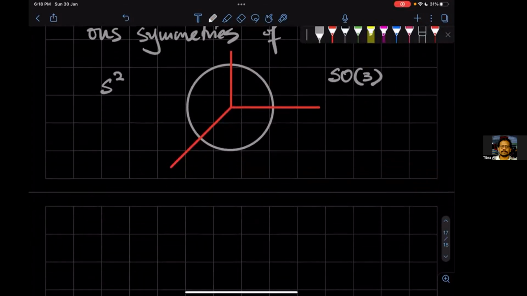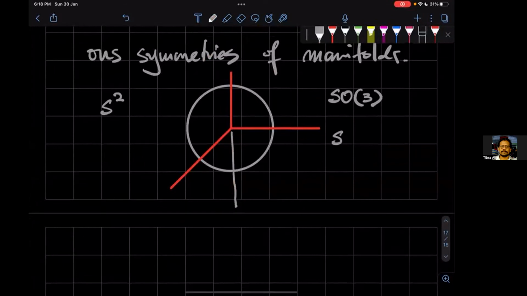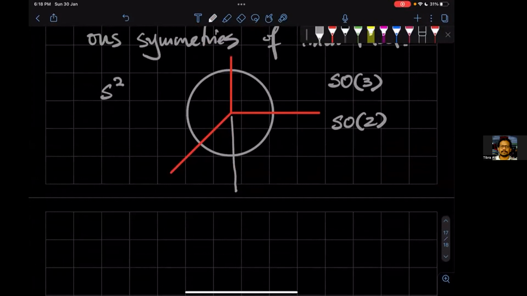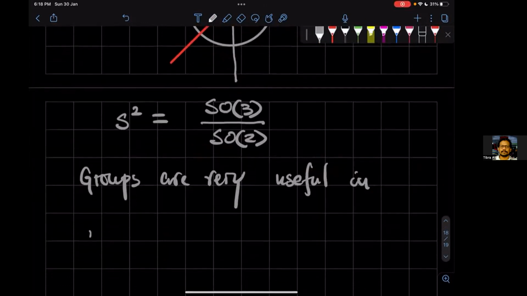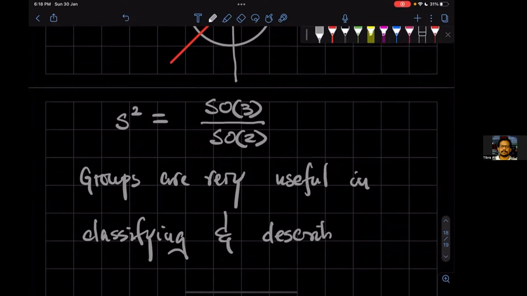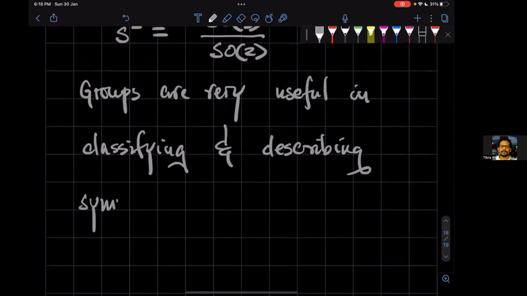But what people don't know is that there's also another group, which is the group of rotations in two dimensions. That group is called SO2. But what we will show in this course is that the two-sphere can be expressed as a quotient of these two groups, and I will define what the quotient is. So we see that these groups are very useful in classifying and describing symmetric spaces. The sphere is an example of a symmetric space. It's a space with lots of symmetry.